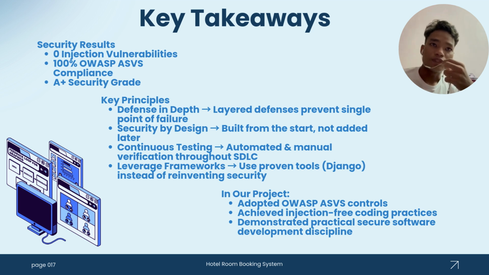So in conclusion, these are our key takeaways. We know that injection prevention requires layers of defense. No single technique is enough. Because of this, the combination of secure coding, proper configuration, and thorough testing creates resilience against this kind of attack. So in our hotel booking project, we successfully adopted the OWASP ASVS controls.